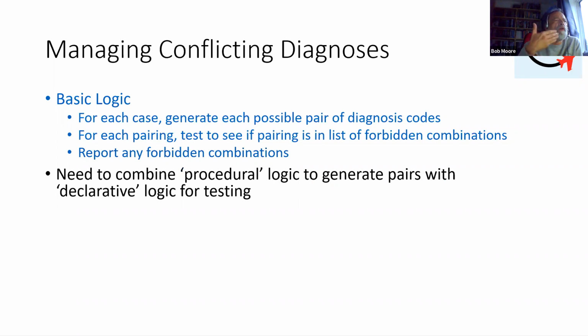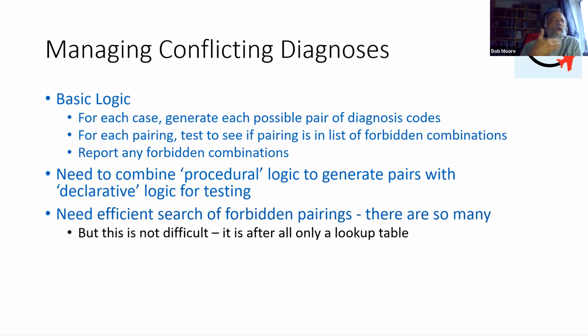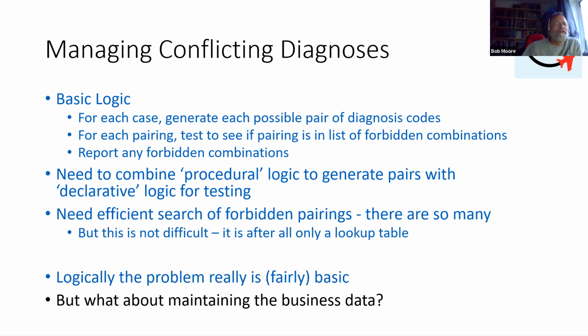So what we're doing here is combining some procedural logic which generates the pairs, and then some declarative logic for actually testing it. And we need a very efficient search of the forbidden pairings because we've got so many of them. But if you think about it, once we've got to this stage in proceedings, we're just doing a lookup. So all we need is basically a mechanism for looking up to see whether this entry is in the table. So logically, the problem is actually fairly basic, and you can come up with a solution which is very highly performant quite easily. But maintaining the business data is something which is a completely different kettle of fish.